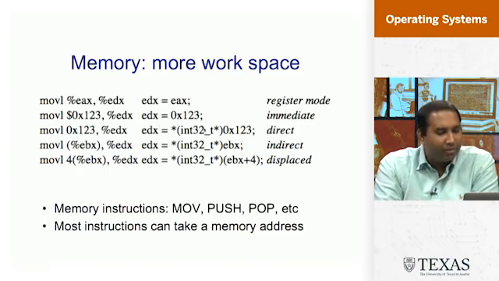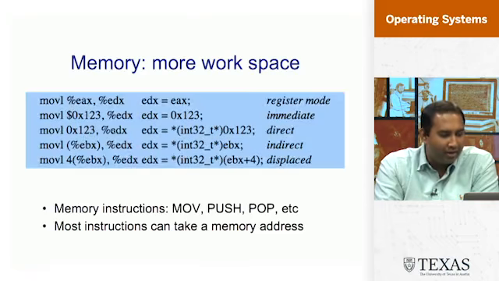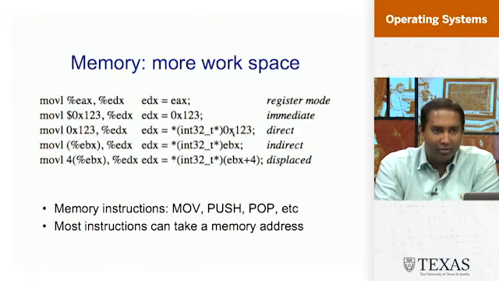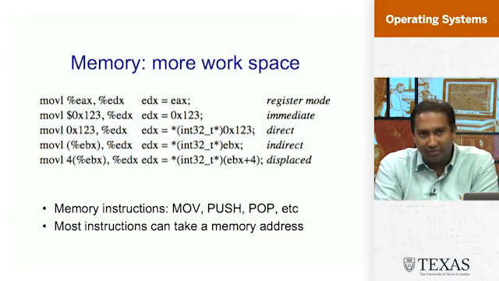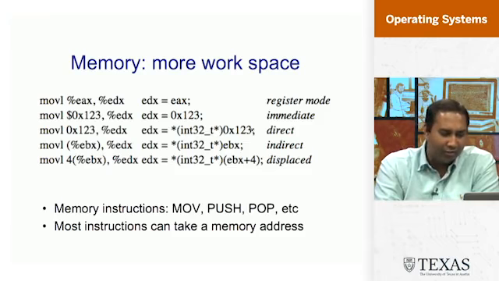The next step becomes significantly slower, right? Now what you're saying is whatever is in address 123, you're going to load that into EDX. So this is not a register. This is main memory. So your application has to go from the CPU to main memory, fetch whatever is in address 123, and then put it into EDX.